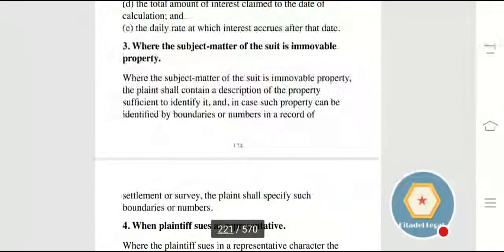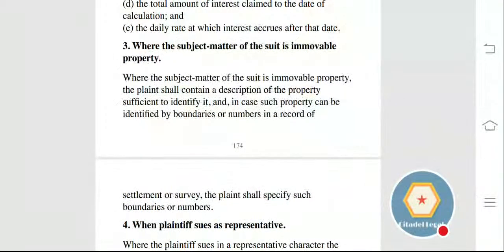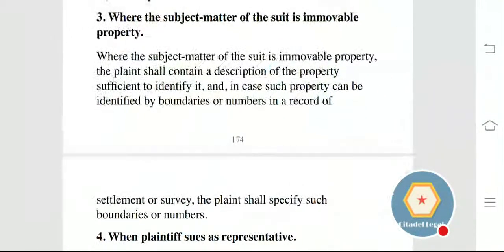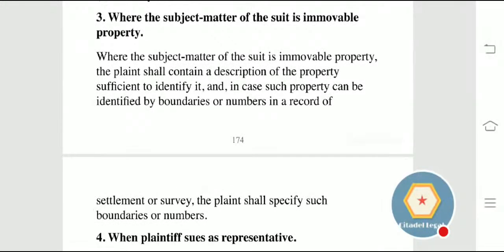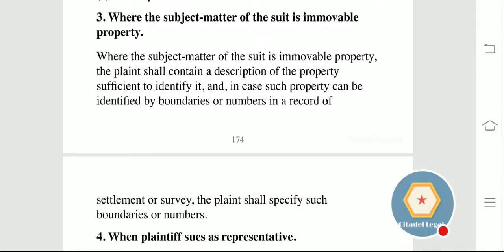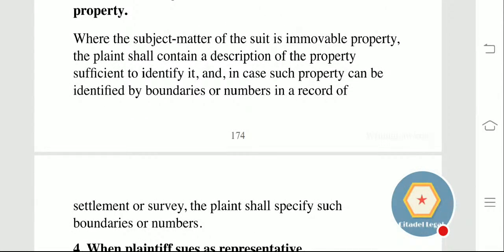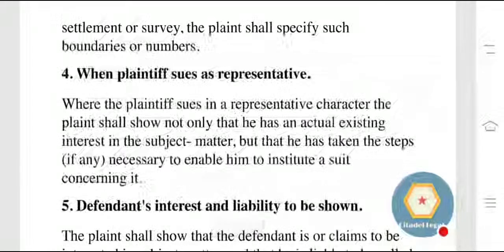Now Rule 3 of Order 7 says, where the subject matter of the suit is immovable property, the plaint shall contain a description of the property. In case of money, you must mention the amount claimed, precisely the amount claimed. In case of immovable property, Rule 3 of Order 7 says the plaint shall contain a description of the property sufficient to identify it, and in case such property can be identified by boundaries or numbers in a record of settlement or survey, the plaint shall specify such boundaries and numbers.